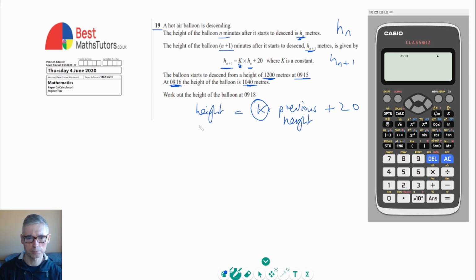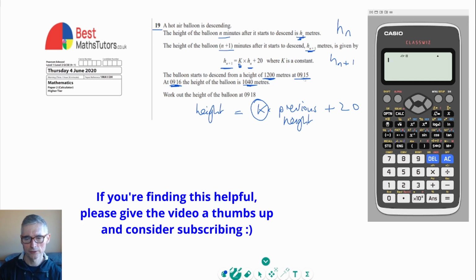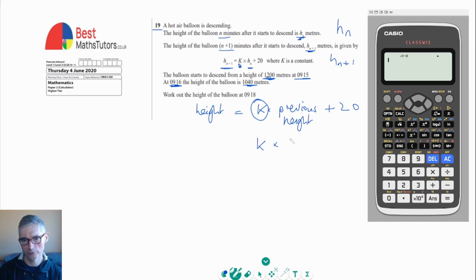I can do that just by putting these values in. The original height was 1200, so I've got k times 1200 plus 20, and then the height 1 minute later, at 0916, is 1040 meters. And what we've got now is an equation from which we can work out the value of k.